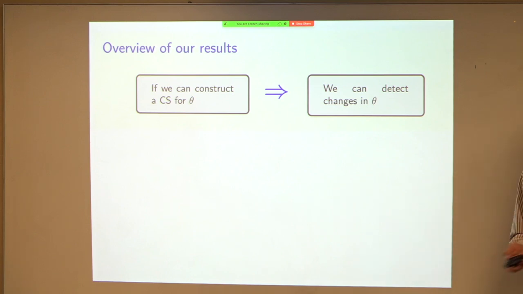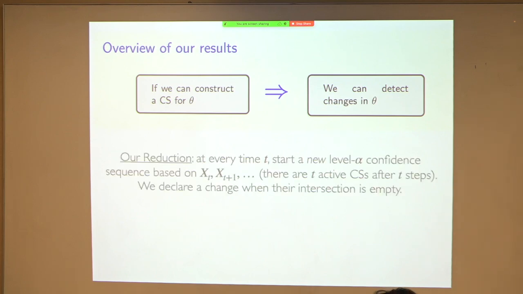Okay? And since the previous lecture was on confidence sequences, now we can just port all of those techniques here. And the reduction is very simple. It's almost identical to the e-detector, which is why I'm going to spend less time on it. But the idea is just at every time t, you start a new confidence sequence based on xt, xt+1 and so on, and we detect a change when their intersection is empty. So the intuition is very simple.